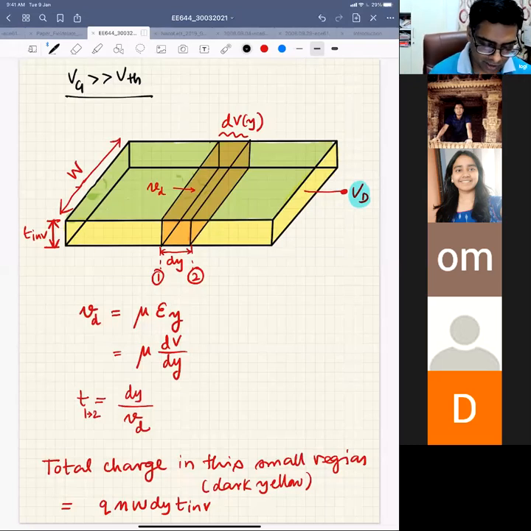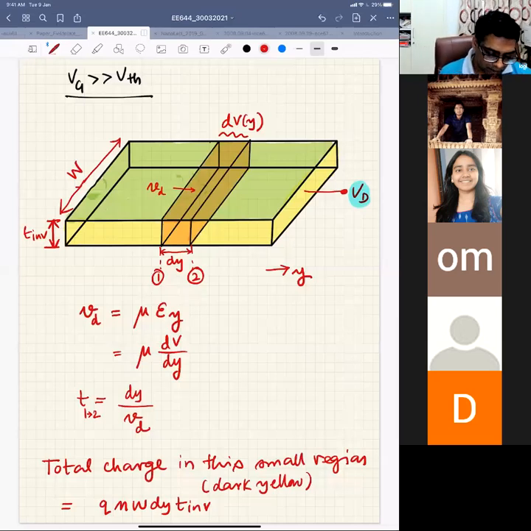If I take a smaller region, let's say dy, and this direction is y, the voltage across this small region dy is dV. So what I'll do is calculate the current in that small region, and then I can integrate from 0 to L.